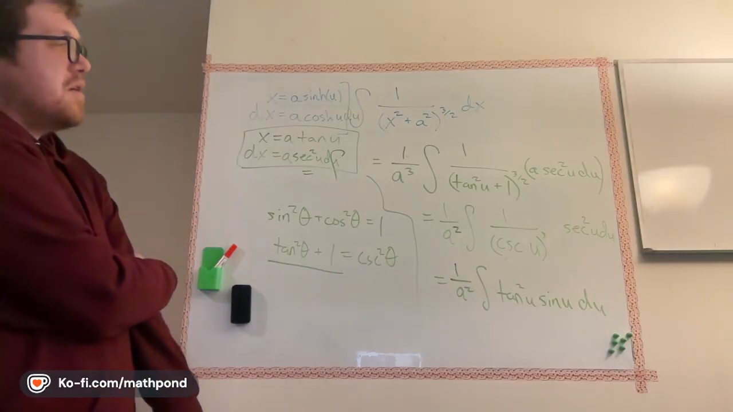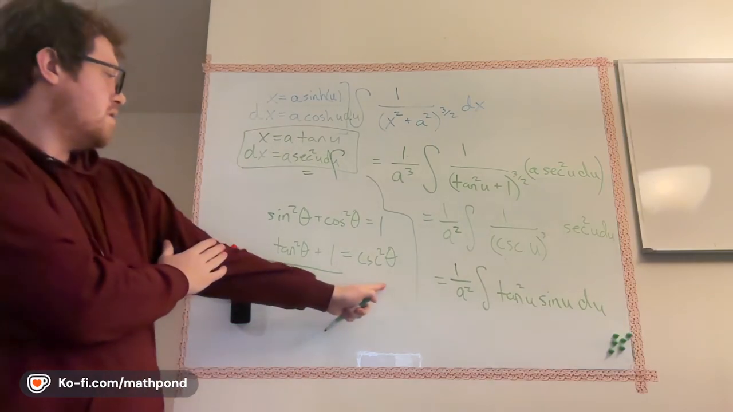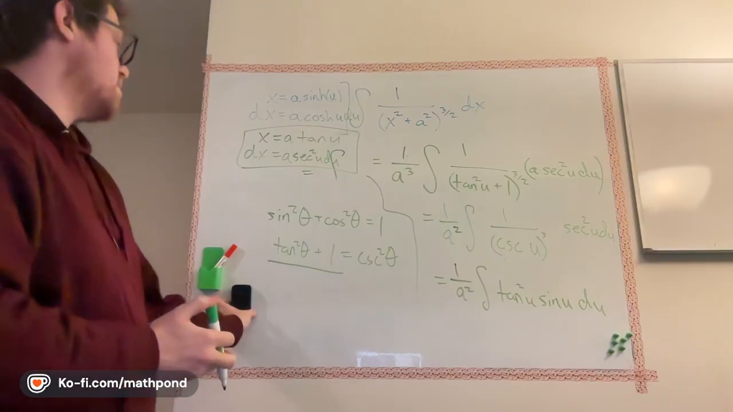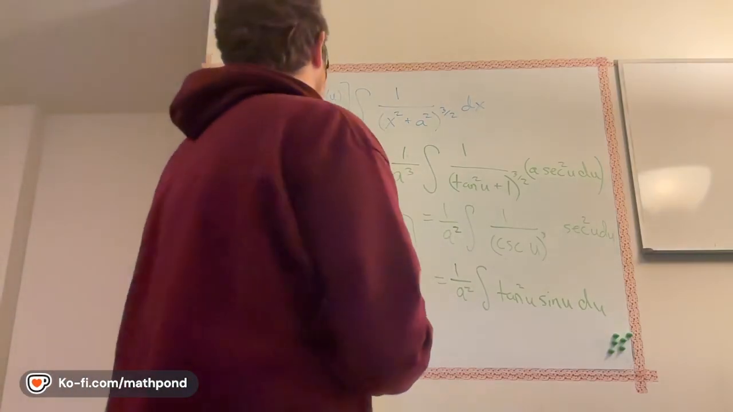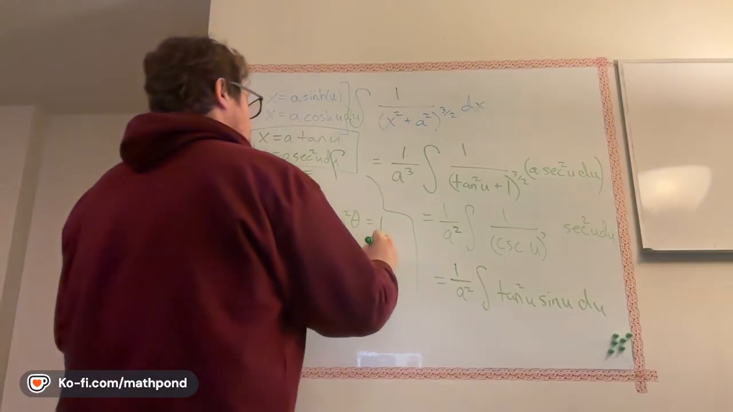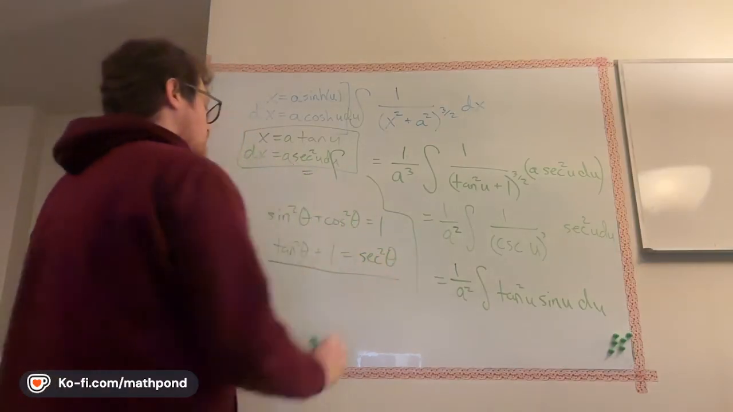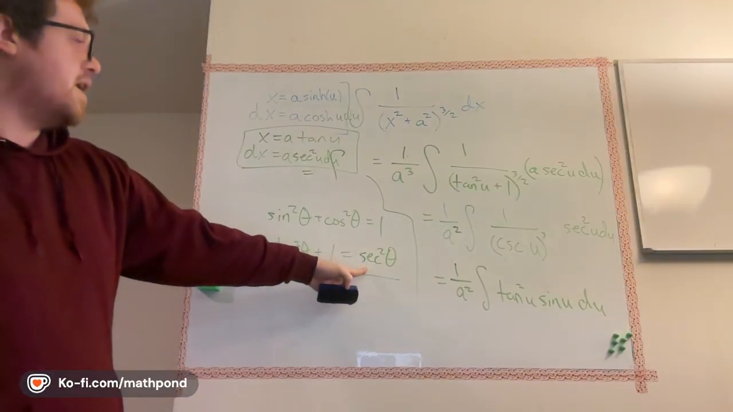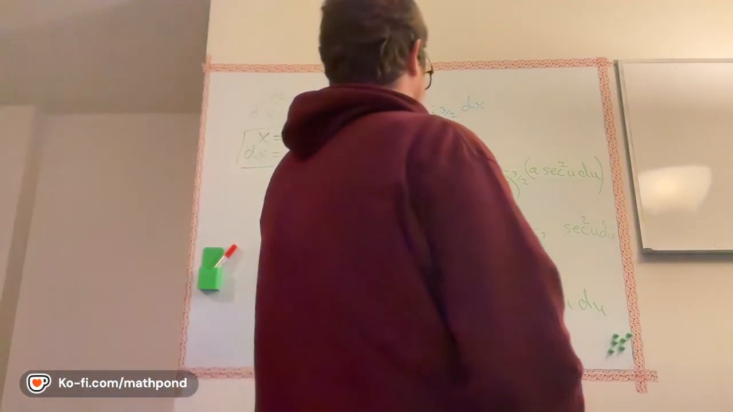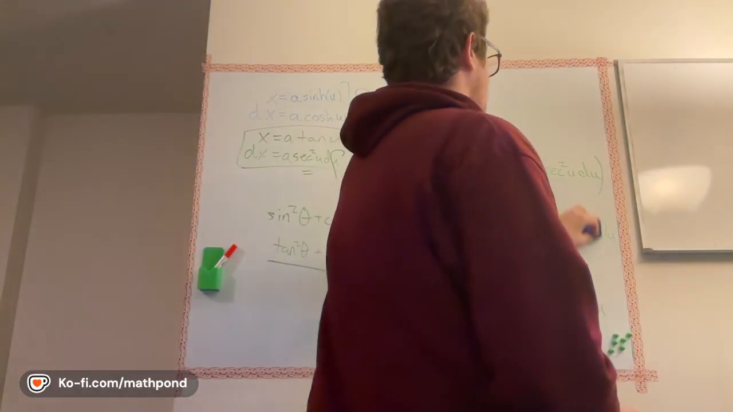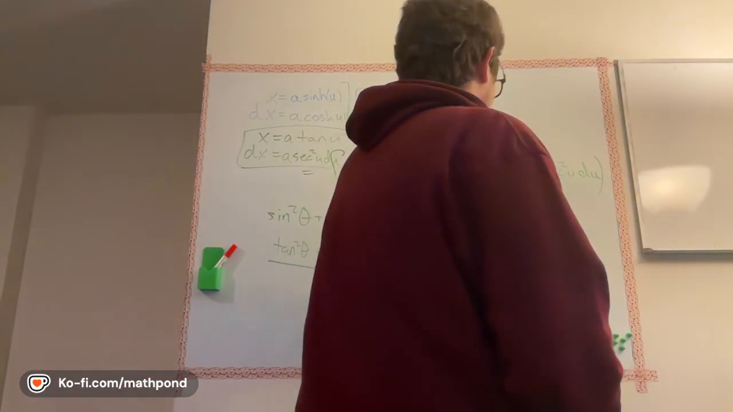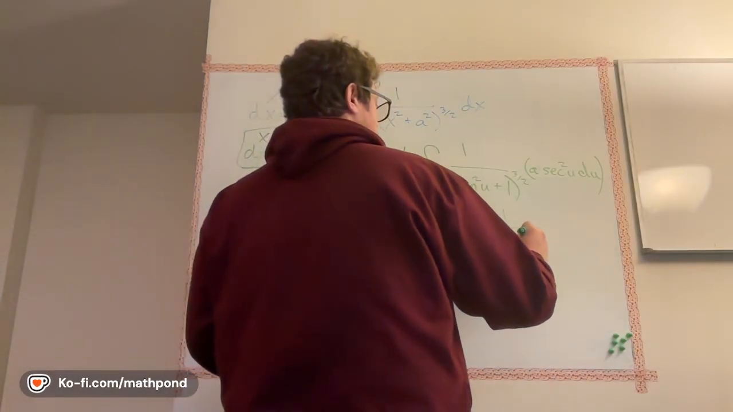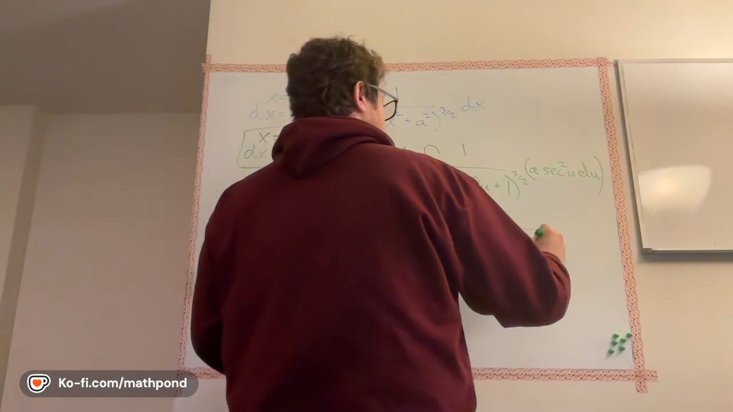Should be cosecant, right? Yeah, we just did it right here. Oh wait, no, I divided by cosine. So this is secant squared, right? This is wrong. Divide by cosine. Yeah, I had these mixed up. My bad. This is secant squared to the 3 halves.